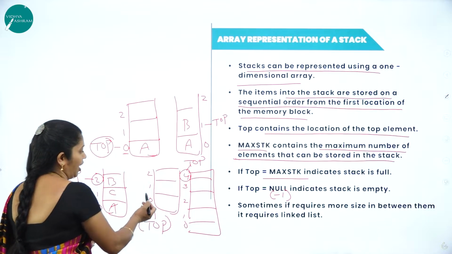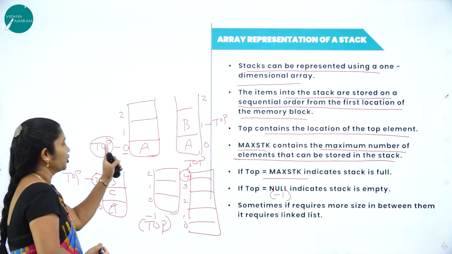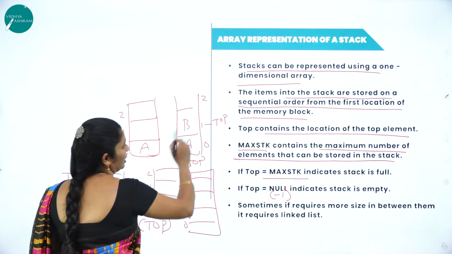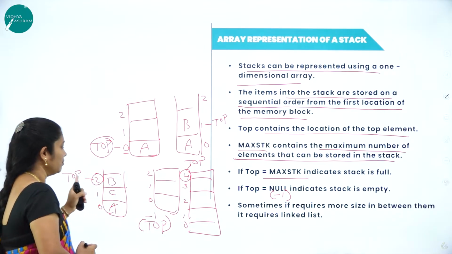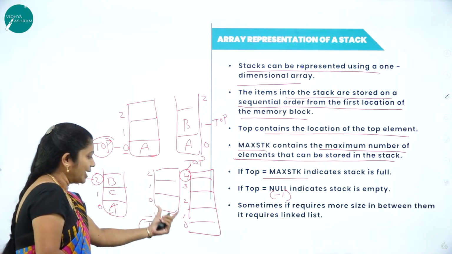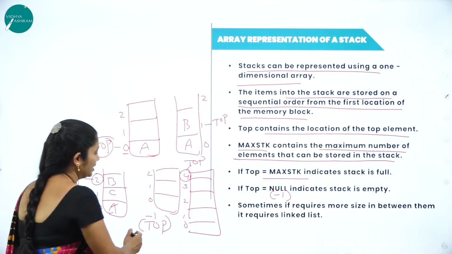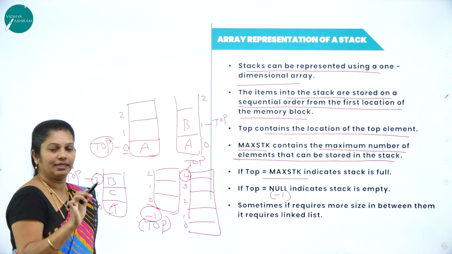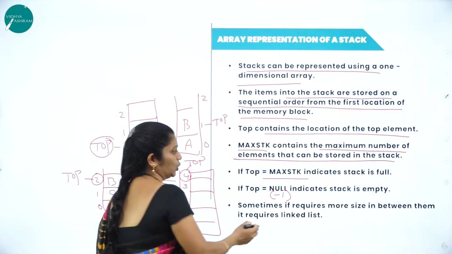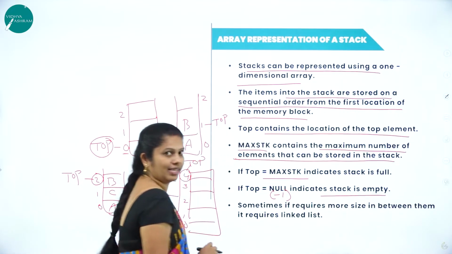If you observe here, if I have only one item, then 0 represents the top. If you have two items, 1 represents the top. If you have 3 items, then 2 represents the top. If the stack is empty, then top represents minus 1. Minus 1 here indicates null. If it is minus 1, it indicates the stack is empty.